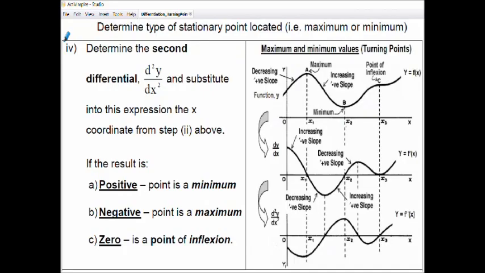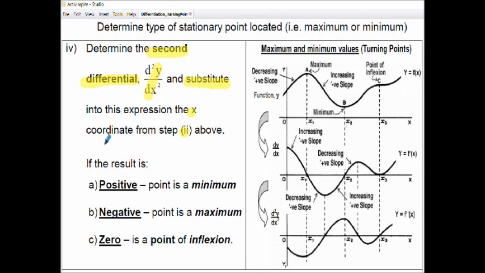Continuing the process, up to now we've found the location of the turning points in x and y, so we've defined their locations, but without a graph we do not know if they're maximums or minimums. And this is where the second differential comes into play. If we then differentiate the equation again and get the d2y by dx squared equation, we substitute the values of x we have from step 2 above into this equation.